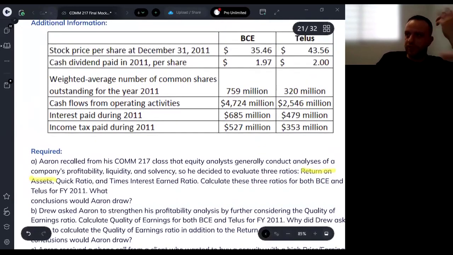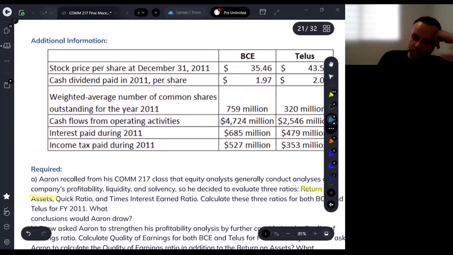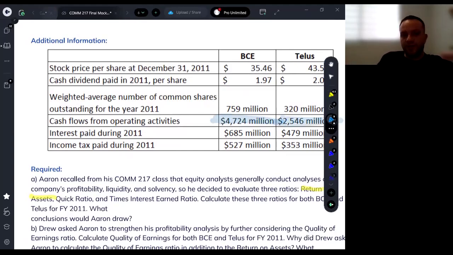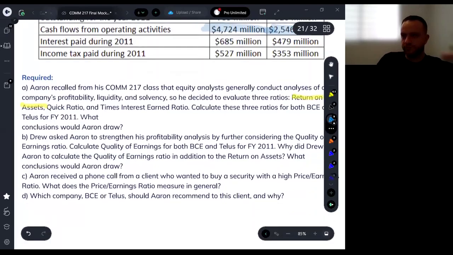The quality of earnings ratio is the cash flow from operating activities, which is always going to be given to you. You're not going to have to make the cash flow, don't worry. They're going to give it to you too. Divided by the net income. So we have this divided by each of the net incomes. They wanted to know why he asked us to do it and what conclusions we could draw.